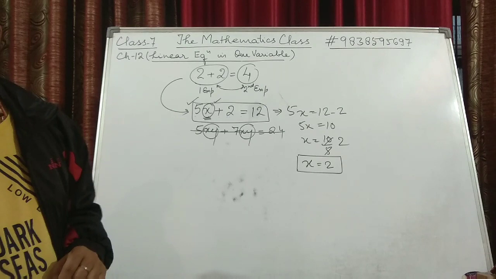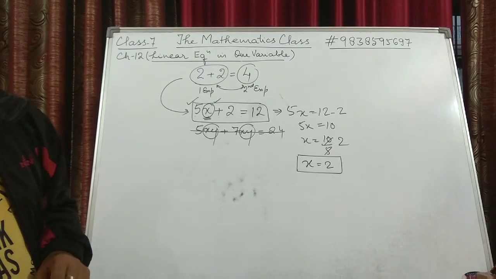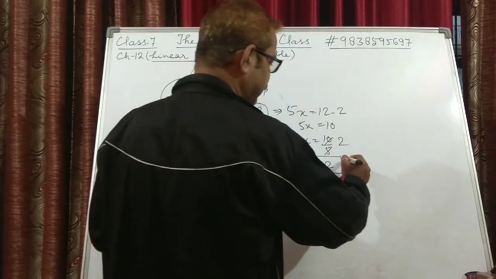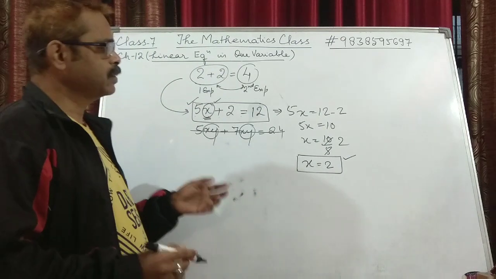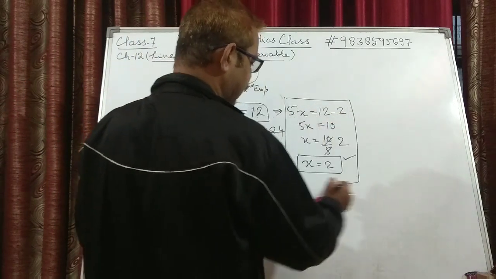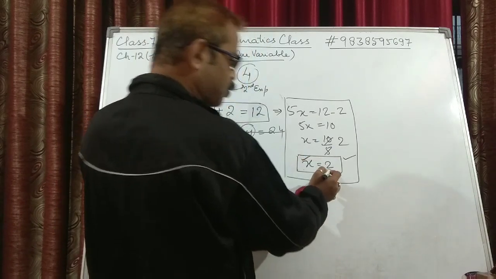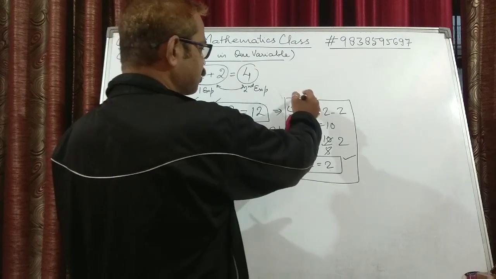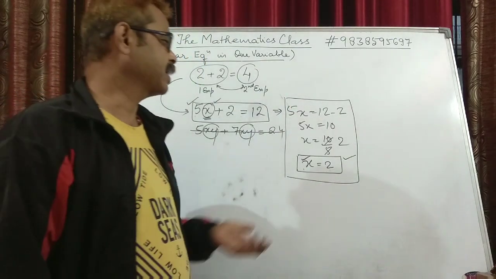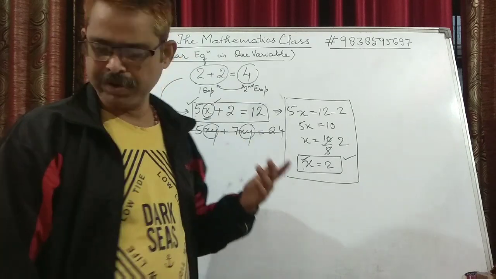The process of finding the number for a variable in an equation is called the solving of the equation. We solve it and we get the value as 2. This whole process that we follow to get the numerical value 2 of the variable x is known as the solution of the linear equation. So we will be studying how to solve linear equations.